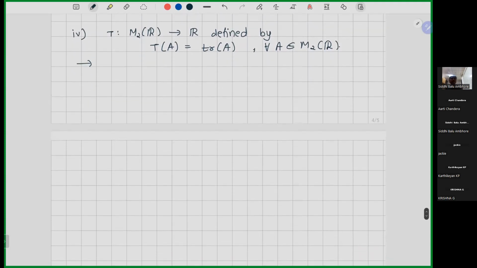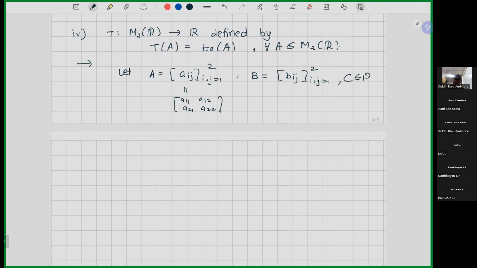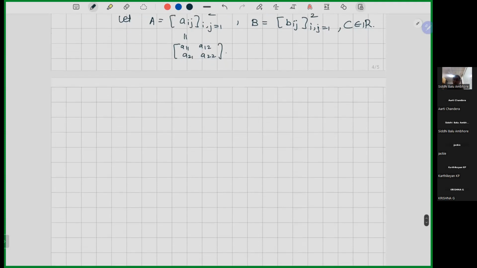Yes, so Jackie said that this is a linear transformation. Okay, so we will do a quick check. So let A be (aij), i, j from 1 to 2. I hope you remember this notation. I am just writing a shorthand for the matrix. So this is actually a11, a12, a21, a22. Okay, and similarly for B. And let c be a scalar from R.